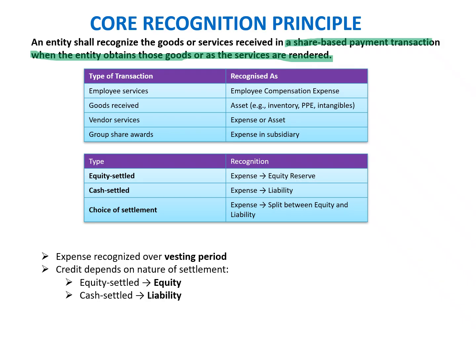So expenses are always recognized over the vesting period, and the credit depends on the nature of the settlement. If equity settled, then equity would be credited, but if it is cash settled, then we have to create a liability, and this liability is going to be remeasured at each reporting date. Any increase or decrease in the liability would be charged to P&L, not to equity, because it is not equity, it's a liability that has been created. So any increase or decrease on the remeasurement will be directly charged to the profit and loss account.